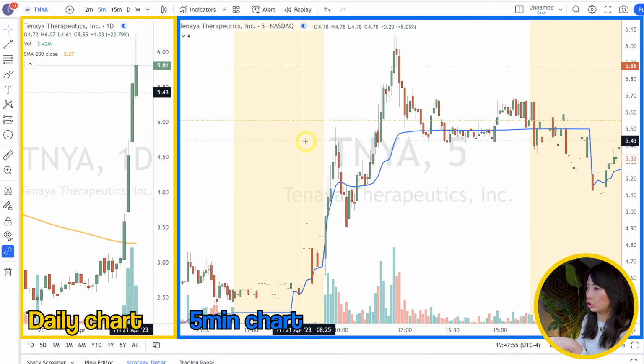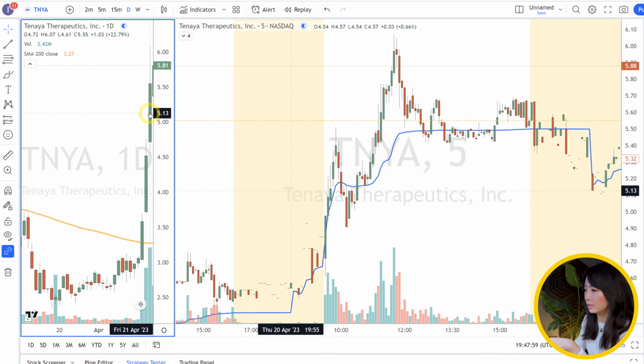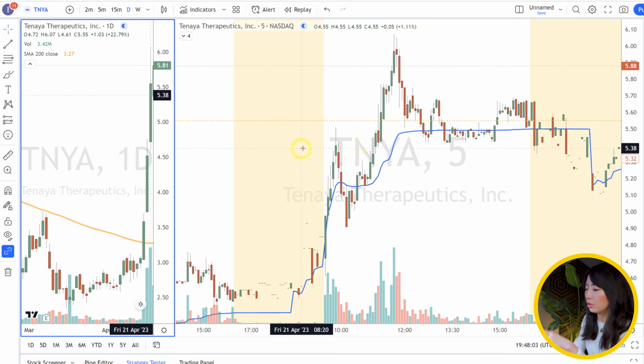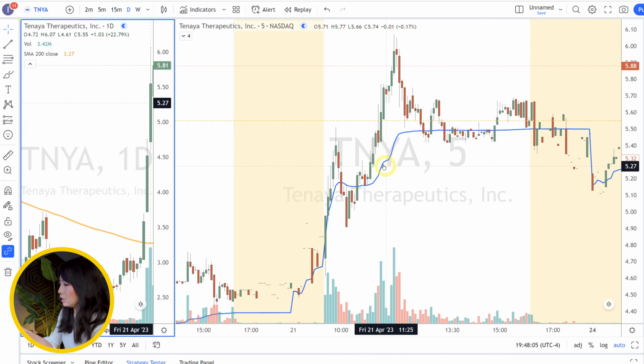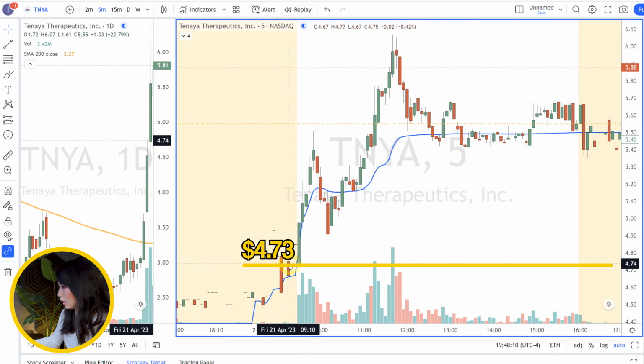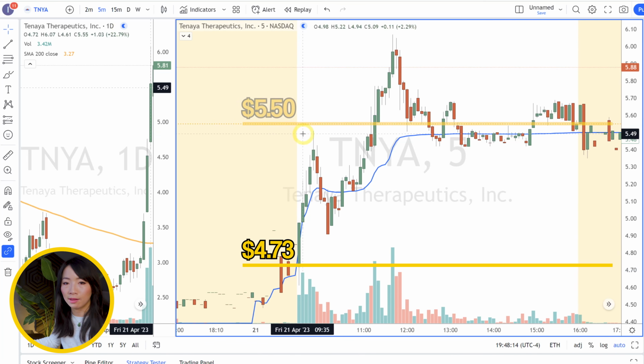So on the intraday chart on TNYA, you can see we're looking at this particular day last Friday when it had broken out multiple days. This is the third day of the breakout. You can see that the stock in the morning opened at around 470 and broke out on the 5-minute chart all the way to 550s.